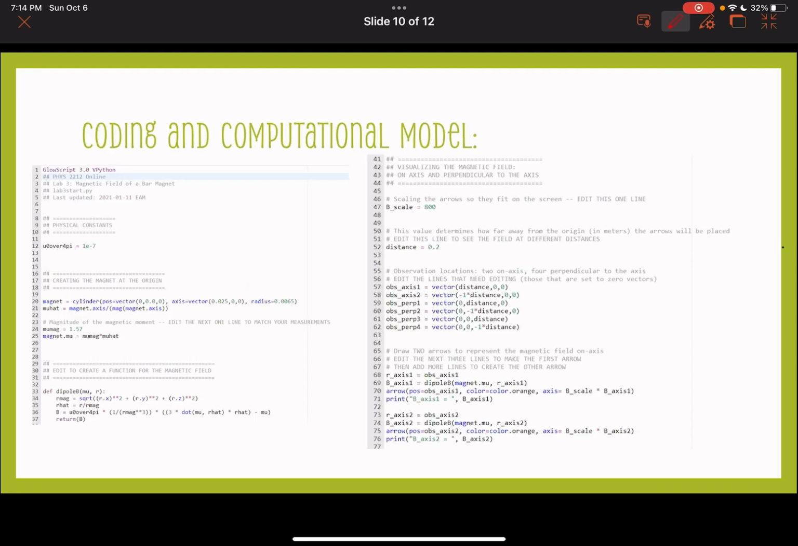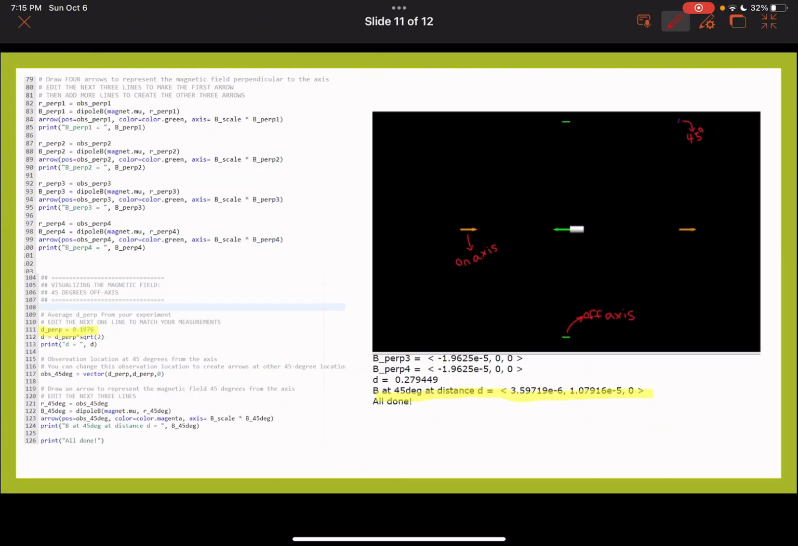And then this is our coding computational model. We see that over here, this is creating the magnet at the origin. This is to create a function for the magnetic field. This is to visualize the magnetic field on axis and perpendicular to the axis. And these are four perpendicular arrows to the axis. And also we have these arrows that represent the magnetic field on axis.